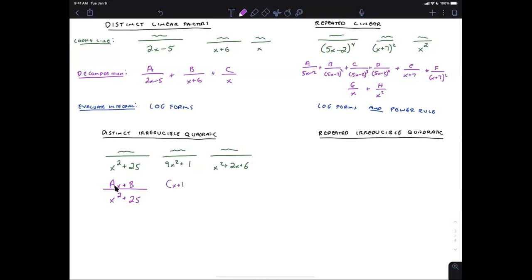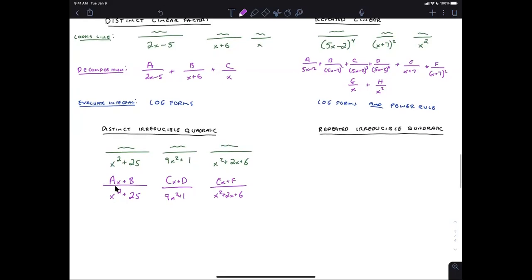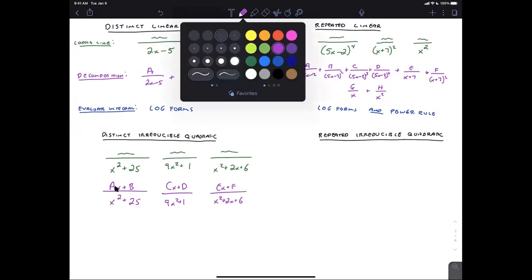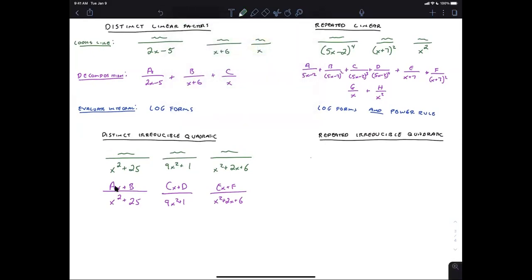All right, and so same thing for 9x squared plus 1. We get cx plus d over 9x squared plus 1. And we get ex plus f over x squared plus 2x plus 6. All right, any questions on that? We're good? Okay, so then when we do the integrals, let's talk about that in a minute, but let's go ahead and talk about repeated irreducible quadratics over here.